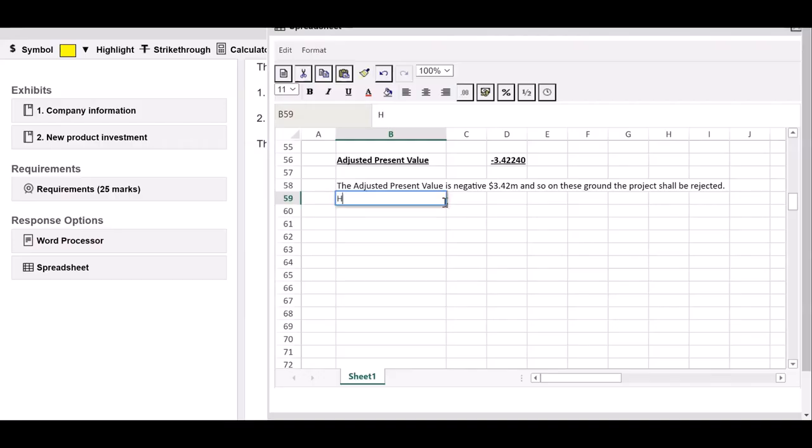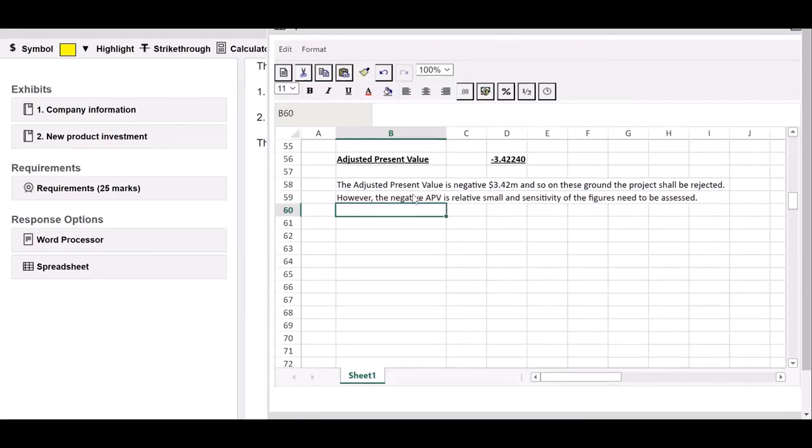So let's bring that in. And how can I start? What is the connecting magic word that I can use? However, the negative NPV, negative APV is relatively small. And we can suggest that the sensitivity of the figures needs to be assessed.